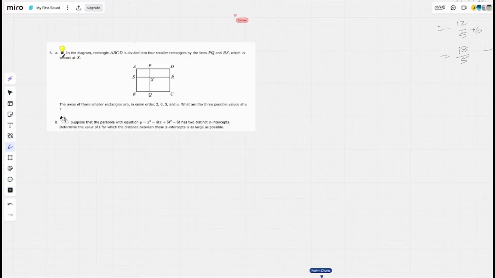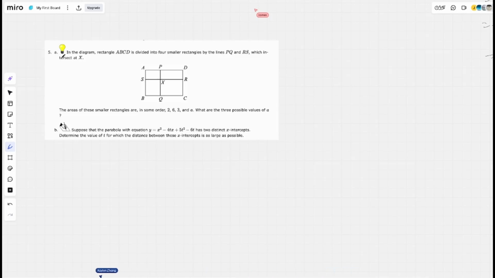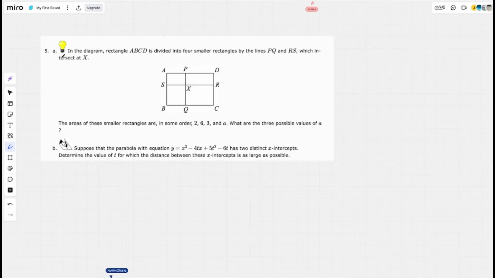You're given a diagram in which ABCD is divided into four smaller rectangles by the lines PQ and RS, which intersect at X. The areas of these smaller rectangles are in some order 2, 6, 3, and A. So, what are the three possible values of A?